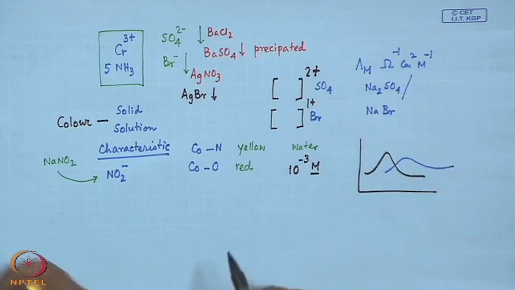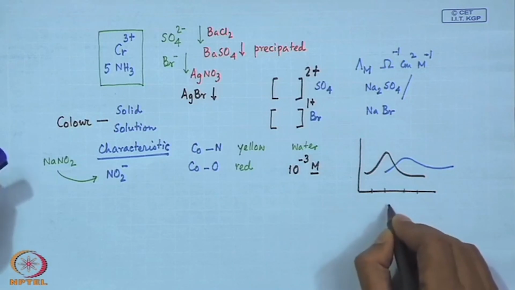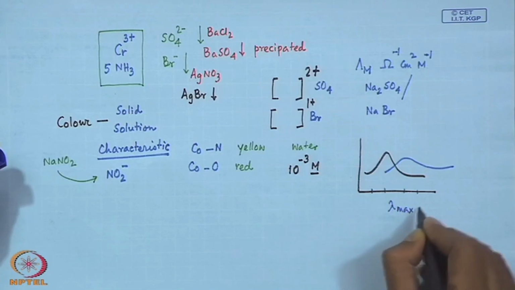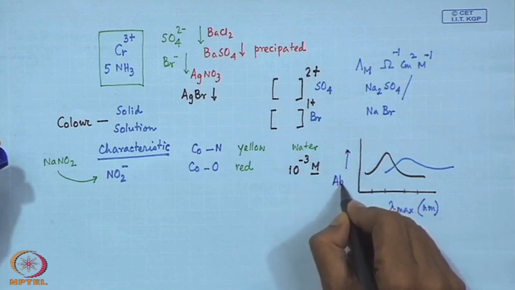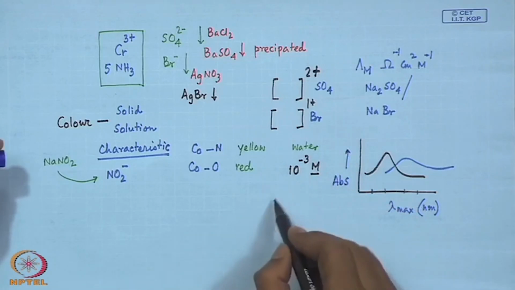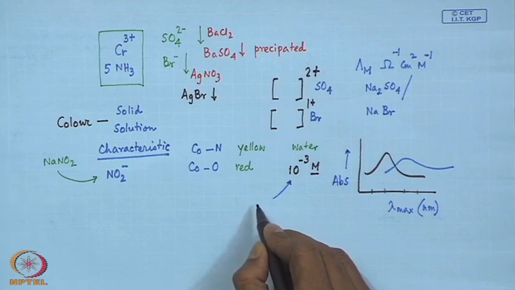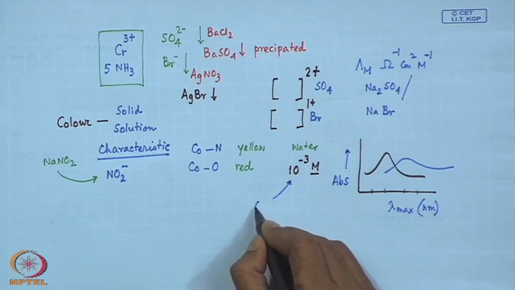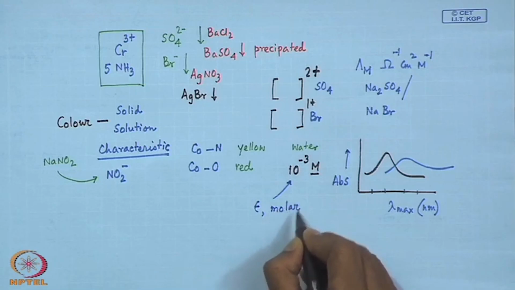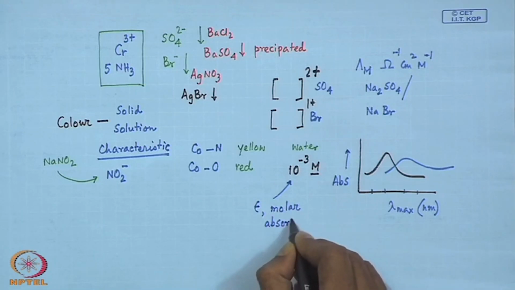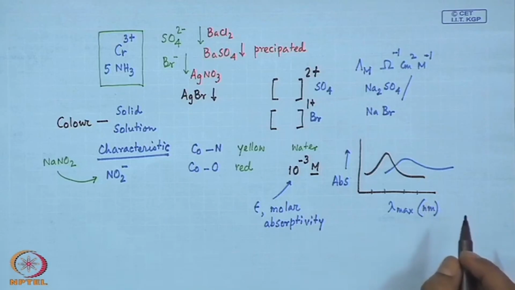So, the nature of these curves will also be different, and this is the corresponding scale in nanometer, that means the wavelength, which is lambda max in nanometer, and this is the corresponding absorbance. And when this absorbance is known and we know the corresponding concentration, one particular property we can report is the corresponding epsilon, the molar absorptivity. The molar absorptivity we can monitor.